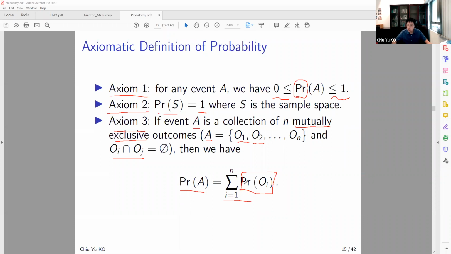Any question before we proceed? Okay, is that okay? I mean, it looks very intuitive, but any question? Is it okay?